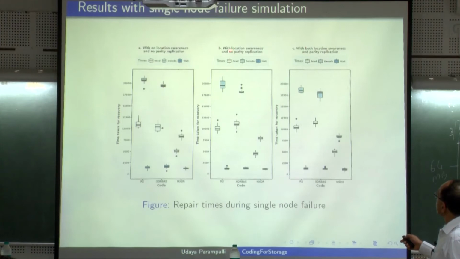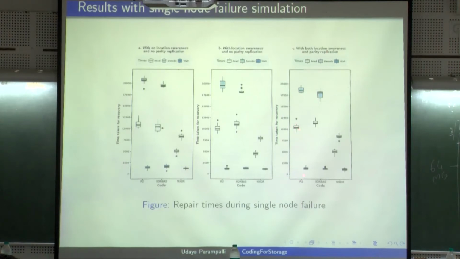So here with location awareness with no parity replication, you can see that with the parity replication, it's almost the same times. There is a slight reduction in the average time with location awareness with no parity one. But with both location awareness and parity replication, we actually gain a lot, right?